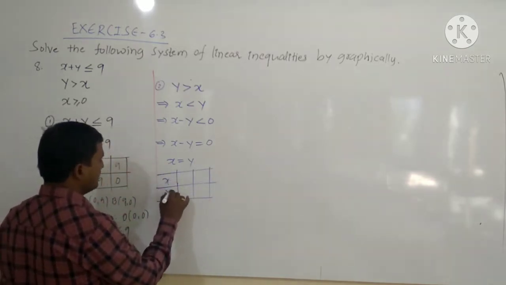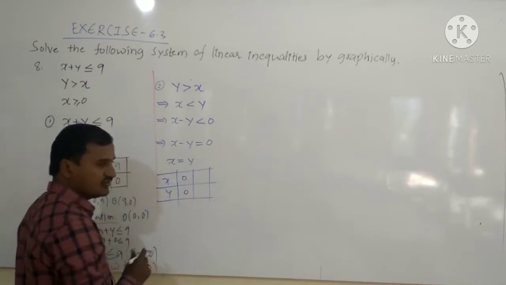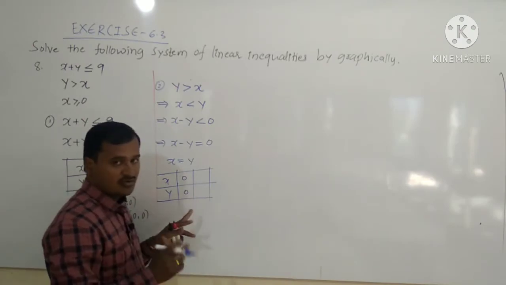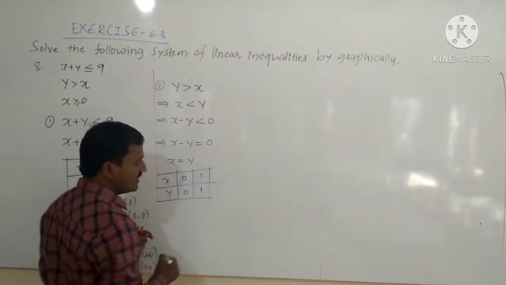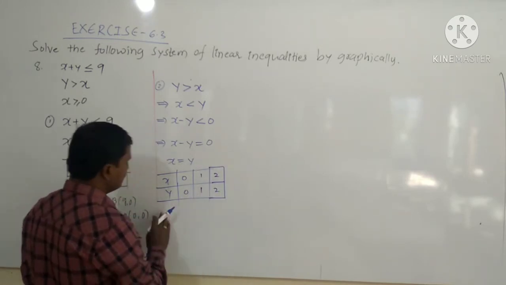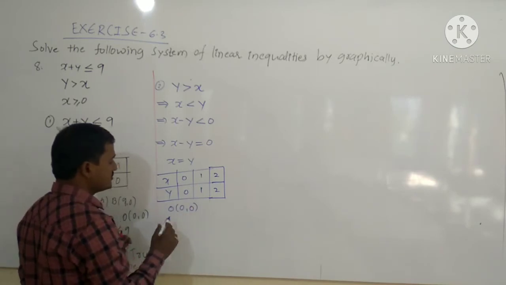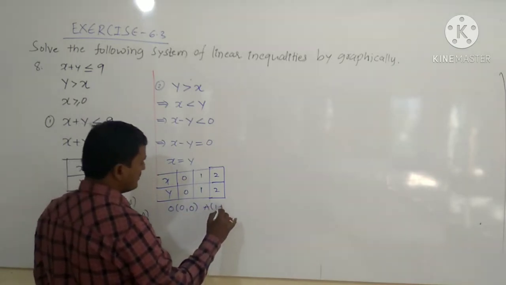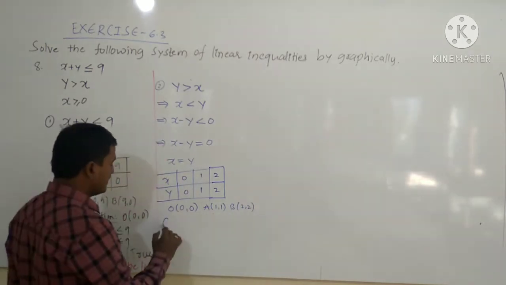For that here I'll take x, y, put the value of x equal to 0. What is the value of y? 0, the first point only, origin. Here I will take the value of x equal to 1. What is the value of y? 1. If you take 2, then this becomes 2. So clearly the first point is 0 comma 0. Second point is 1 comma 1. Third point is 2 comma 2.